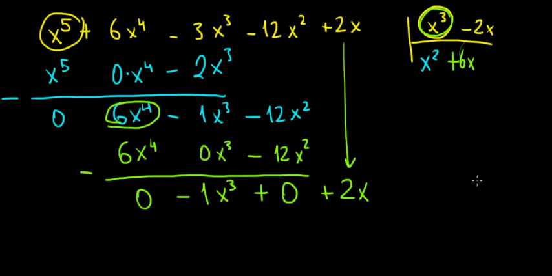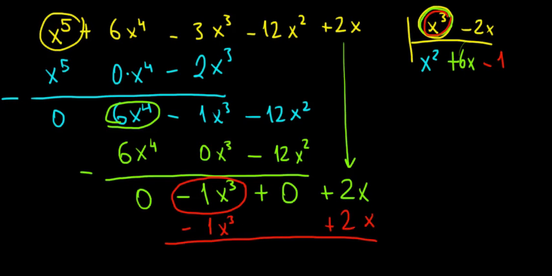Again, same method. Let's divide first term into first term. So we take minus 1x cubed divided by x cubed. That's just minus 1. Minus 1 multiplied back into the terms. So we have minus 1 times x cubed, minus 1x cubed. Minus 1 times minus 2x is plus 2x.